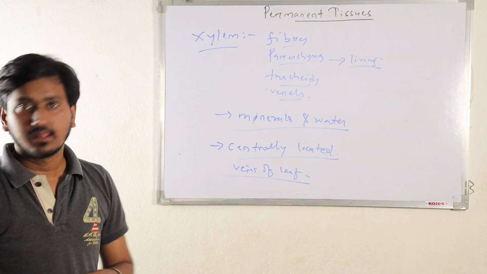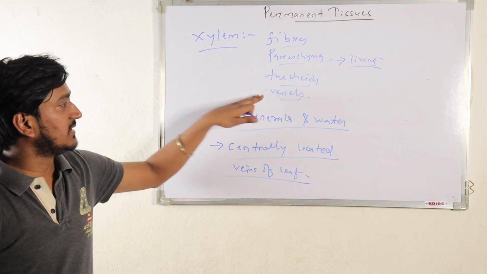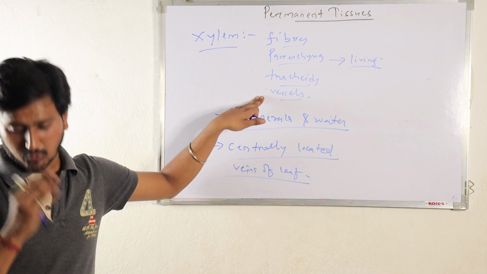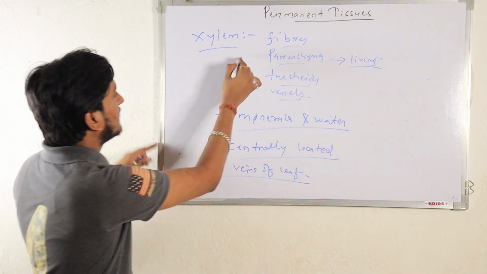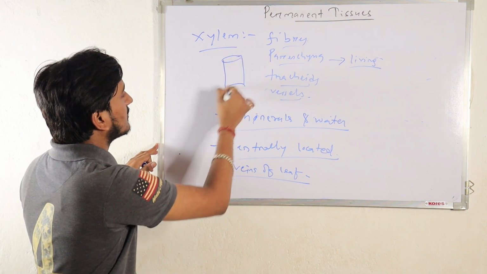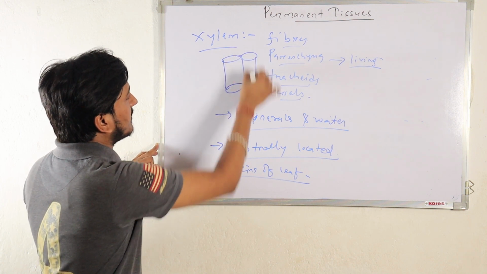Two of the structures, the tracheids and vessels, help in conducting the water. The tracheids and vessels are tubular structures, cylindrical tube-like structures.